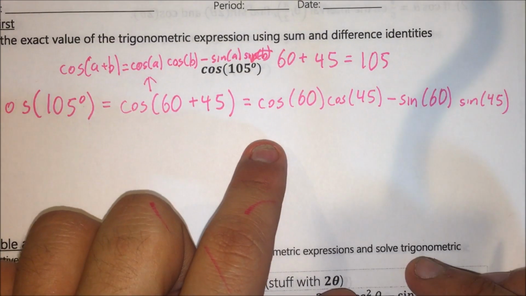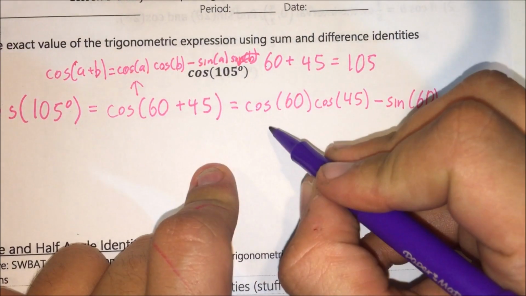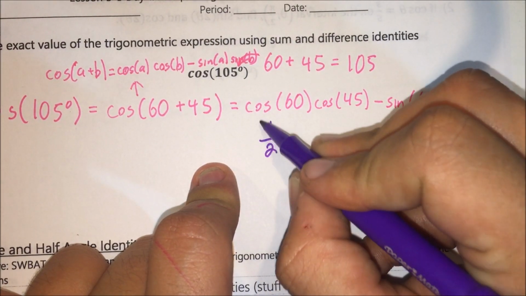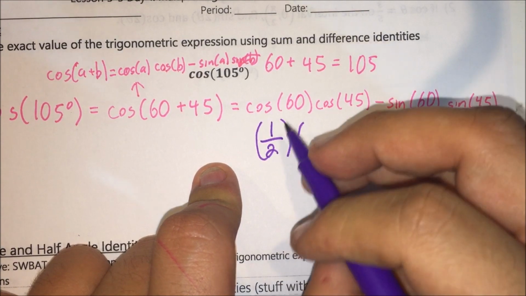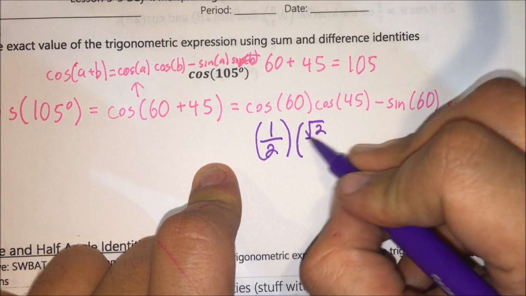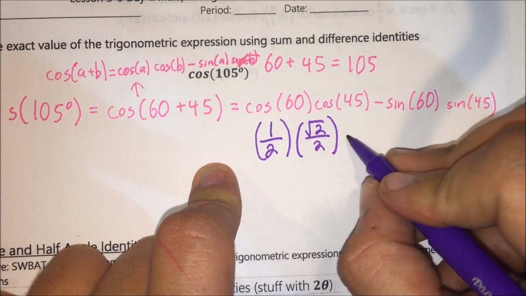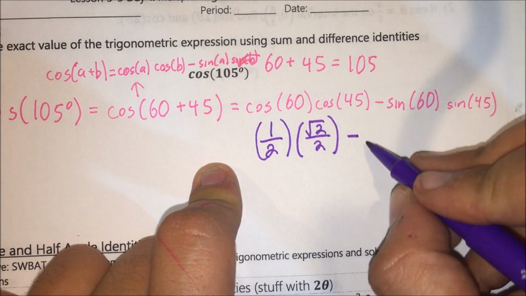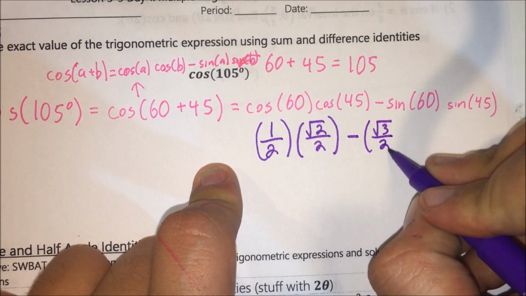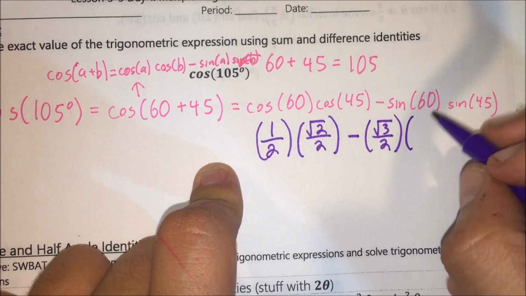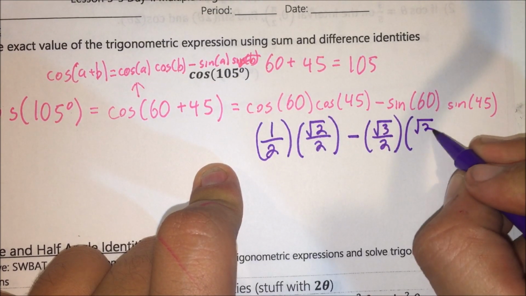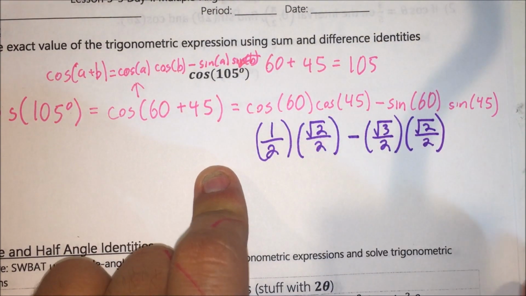Cosine at 60 degrees on the unit circle is going to be 1/2. Cosine at 45 is going to be the square root of 2 over 2. Sine of 60 is going to be the square root of 3 over 2. And sine at 45 is going to be the square root of 2 over 2.